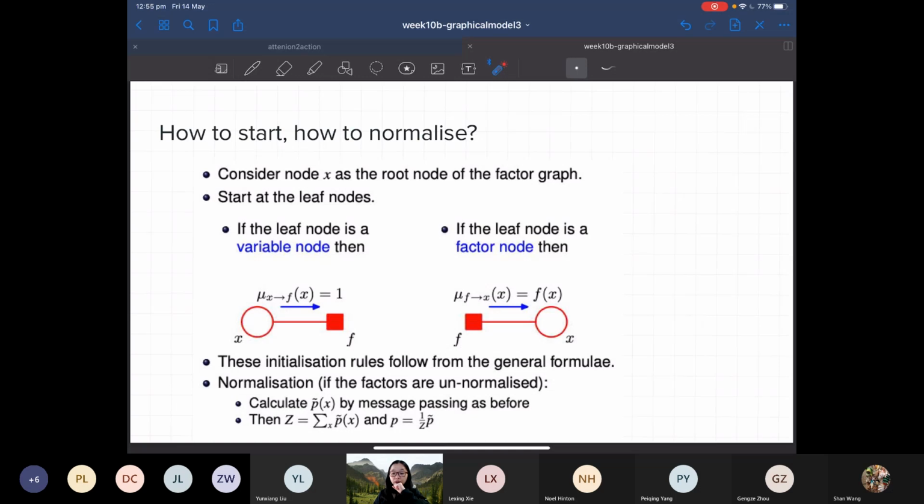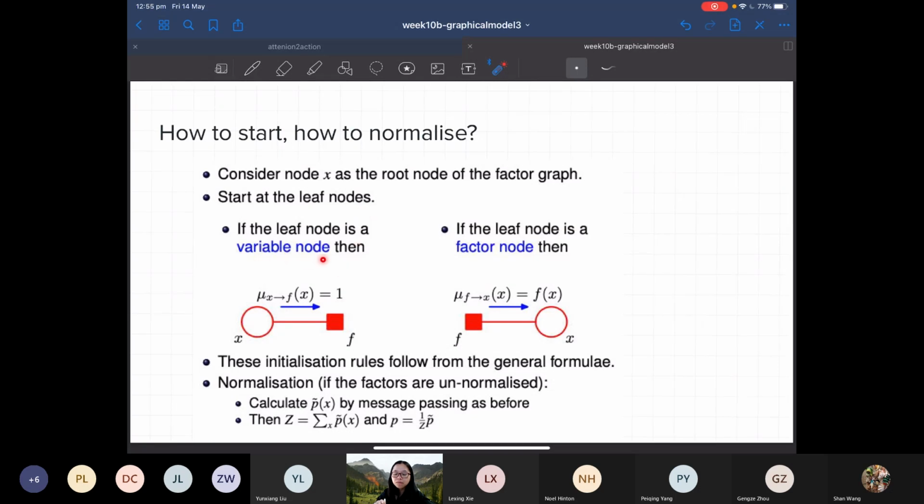So, okay, how do we start, right? We talked about the recursion step and the work we're doing in the recursion steps. So how do we start? If we're doing the marginal of one node X, then we can consider it as a root, because in an undirected tree, it doesn't really matter which node is the root. We can just pick any one. And then we start at the leaf nodes.